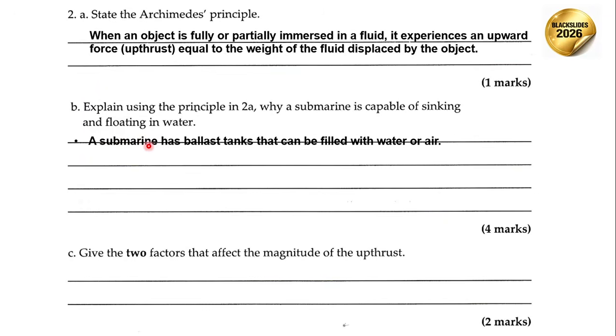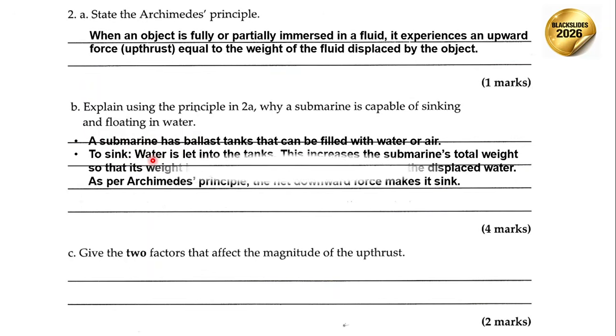So first of all, you need to say that a submarine has what are called blast tanks that can be filled with water or air. That's 1 mark. So in order to sink, water is let into the tanks, which increases the submarine's total weight so that its weight becomes greater than the upthrust from the displaced water. As per Archimedes' principle, the net downward force makes it sink. So by saying this and this, you already have 2 marks there.